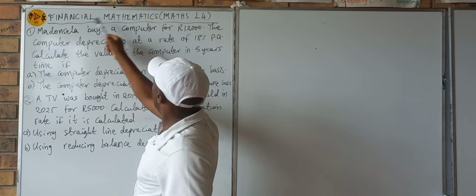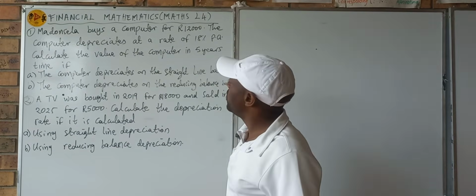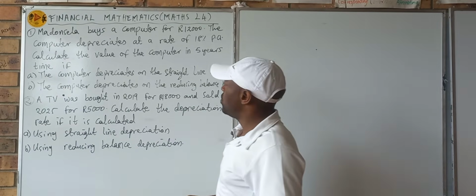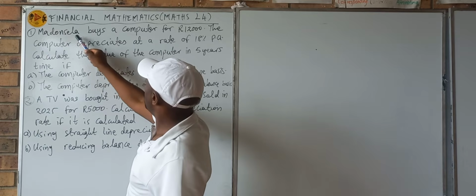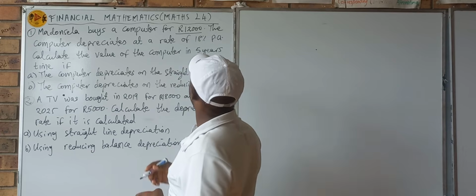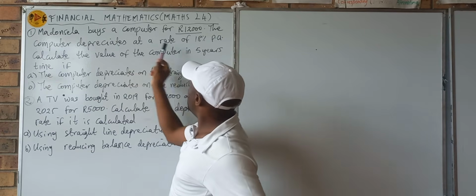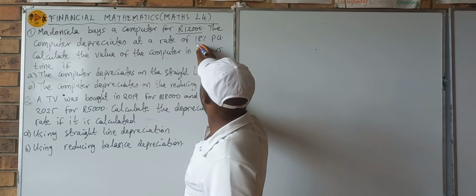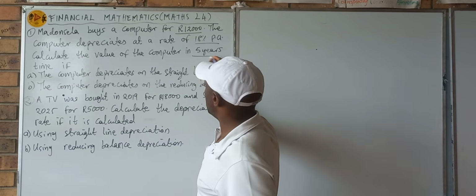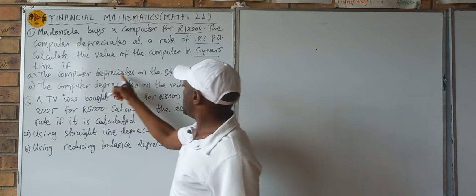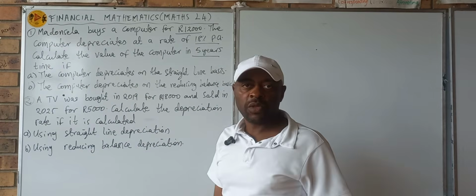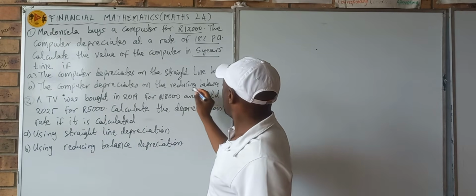Today we are looking at financial mathematics in level 4, and we'll be focusing more on depreciation. Question number 1 says, Mandozela buys a computer for 12,000 rands. The computer depreciates at 18% per annum. We need to calculate the value of the computer in 5 years' time, A, if the computer depreciates on a straight line basis, and B, if the computer depreciates on the reducing balance basis.